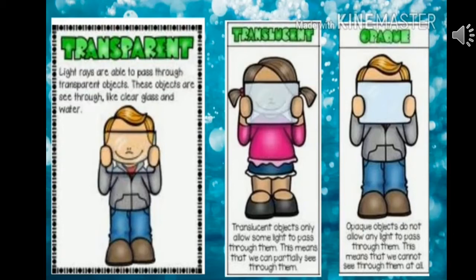Then comes translucent. Translucent objects only allow some light to pass through them, or we can say that they partially allow light through them, or we can see partially through these objects. Then comes opaque objects. Opaque objects do not allow any light to pass through them. This means that we cannot see through them at all. Keep these concepts in your mind. It will help you to understand the lesson well.